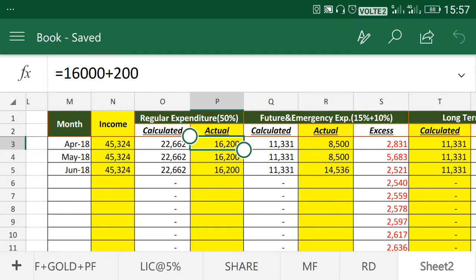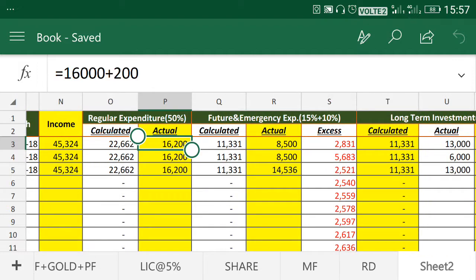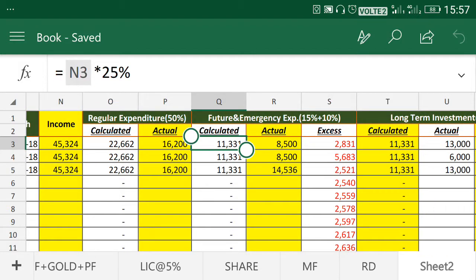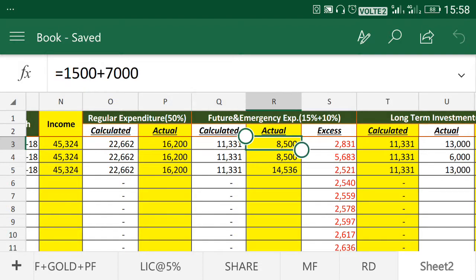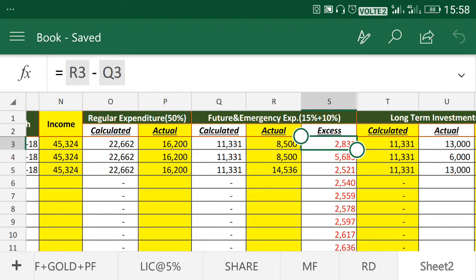It is only 16,200, so it's good. Next comes your future and emergency expenditure, the calculated one, that is 25% of your income. It is 11,331, and then it is your actual investment. It is 8,500. Then it comes the excess investment if you make any. Here you can find your calculated one is 11,331, and actually you have made an investment of 8,500 rupees. So basically there is a shortfall of 2,831 rupees. How it comes? R3 minus Q3, that is your actual investment minus your calculated investment.